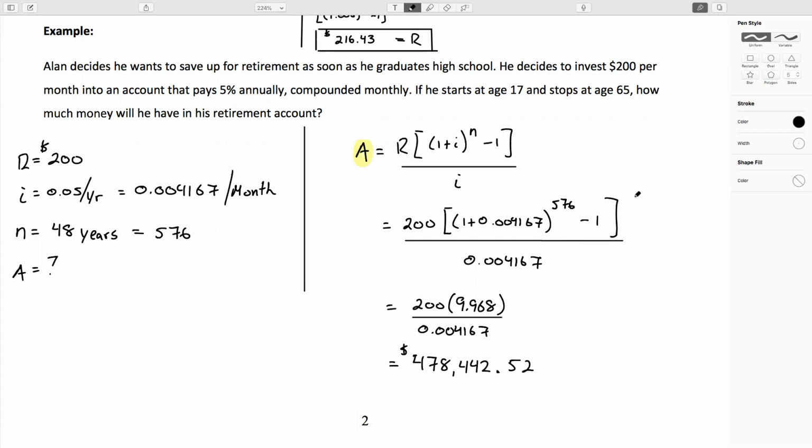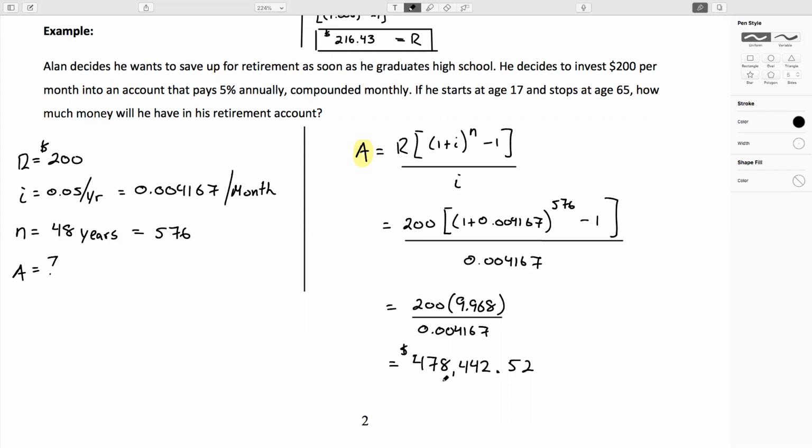If instead, let's say he paid $500 a month, okay, 500, doing the same thing, 500 times 9.968 divided by 0.004167, you will have $1,196,064.32. If you introduce a higher interest rate, you will see this money very rapidly shooting up. But I wanted to pick numbers that are somewhat realistic.